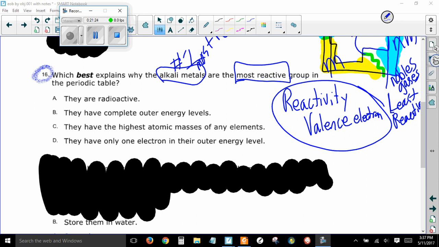So now going back to the question, why are alkali metals the most reactive? They're radioactive. No. They have complete outer energy levels. If they have complete outer energy levels, they're going to be a noble gas, and they're not very reactive at all. They have the highest atomic masses. That might affect radioactivity, but it doesn't really have anything to do with chemical reactivity. They have only 1 electron in the outer energy level. Ding, ding, ding. Because they only have 1 electron, they're not really doing much. Or, I mean, rather, they are very reactive.